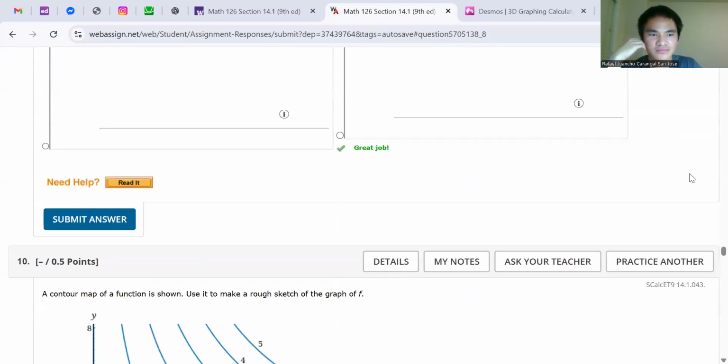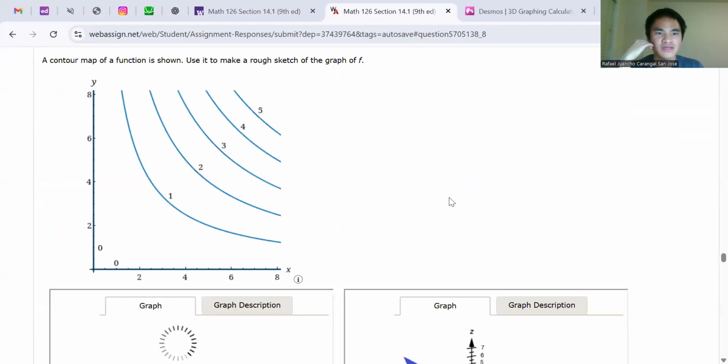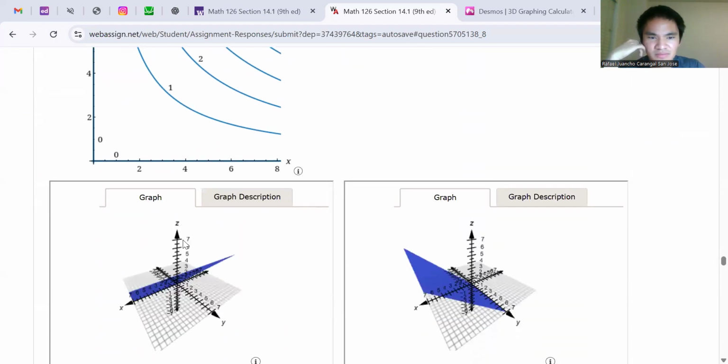Great, we're here. So here you have a contour map of a function. We use it to make a rough sketch of the graph. So these are the levels, right? At z is 1, 2, 3, 4, 5. This is my y-axis and my x-axis. And here I have lines, which is weird. Okay, which one is it?